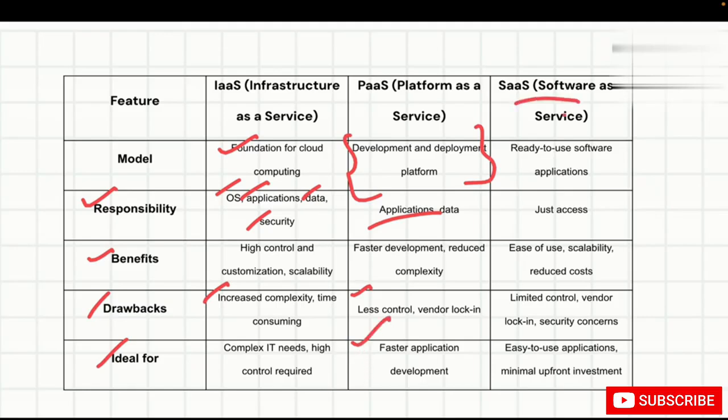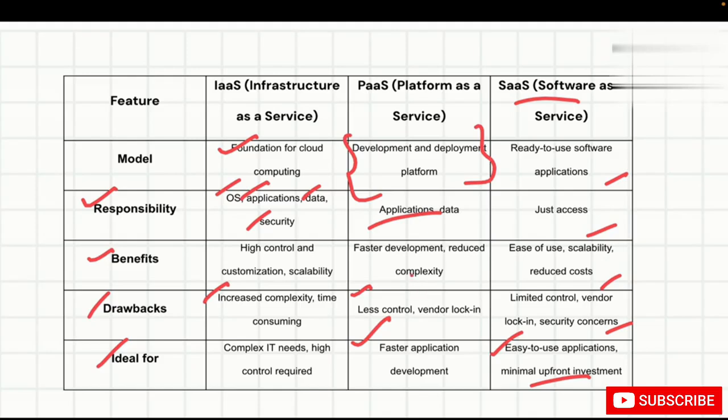And software as a service is the final product, just utilizing it. Even Gmail is a final product. So it is ready-to-use software, just access it, easy to use, with limited control. We can't manage, for example, which port it's running on. We can't do anything, just utilize the service. So it's easy to use, with minimal upfront investment.